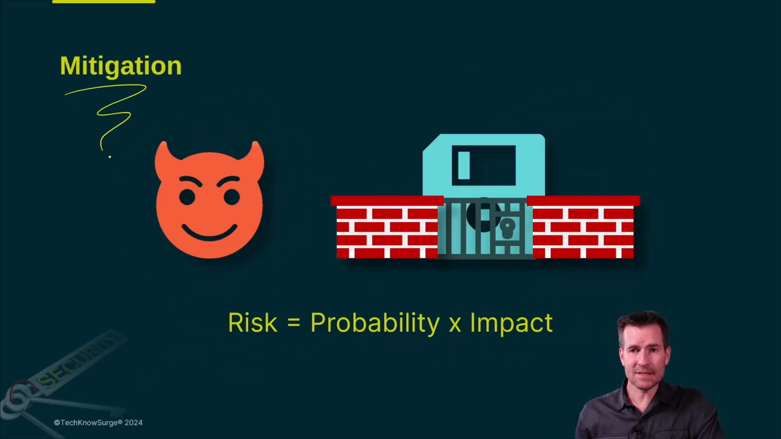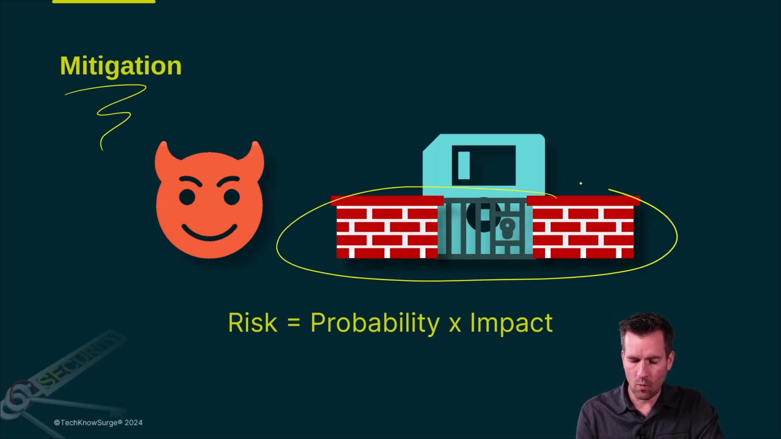Mitigation is putting steps into place that are going to help mitigate that threat. So in this case right here, we have put up a wall and a gate to access this data.